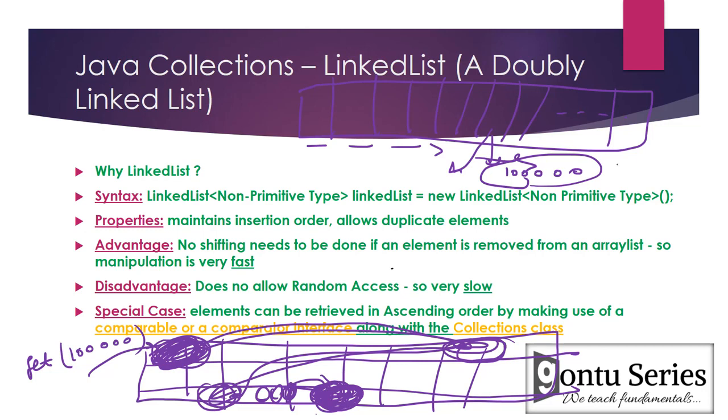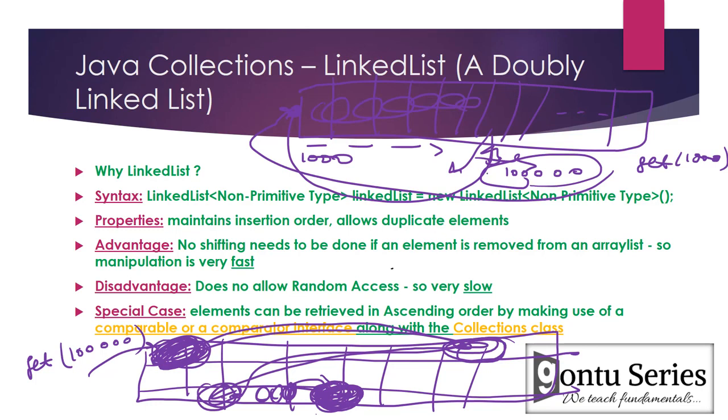But in case of an array, if you say, hey, get me the element stored at the 1 lakh position, what is it going to do? It's going to go to the address where that array is stored, and there it's simply going to add 1 lakh to that, and straight away it's going to go there without traversing through all these elements. So that way, an array is very fast, but a linked list is very slow.